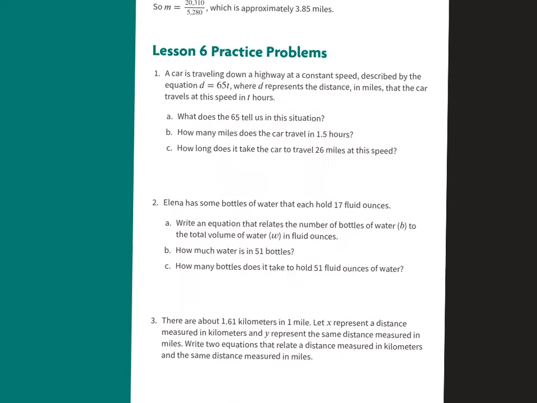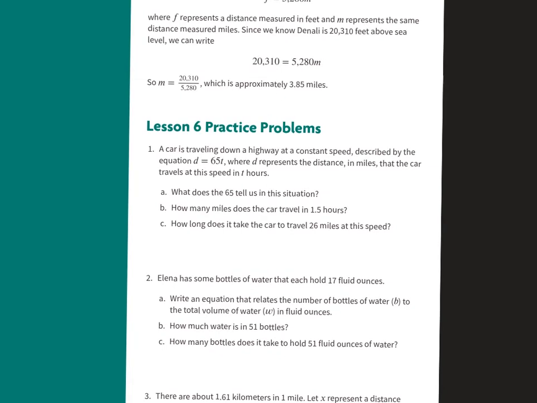Second question is like question number 1 in your book. Okay? It says a car is traveling down the highway at a constant speed described by the equation d equals 65t, where d represents the distance in miles that the car travels at this speed in t hours. What does 65 tell us? Well, 65 is my constant of proportionality. Your constant of proportionality we've talked about the last couple of days. It's your speed.